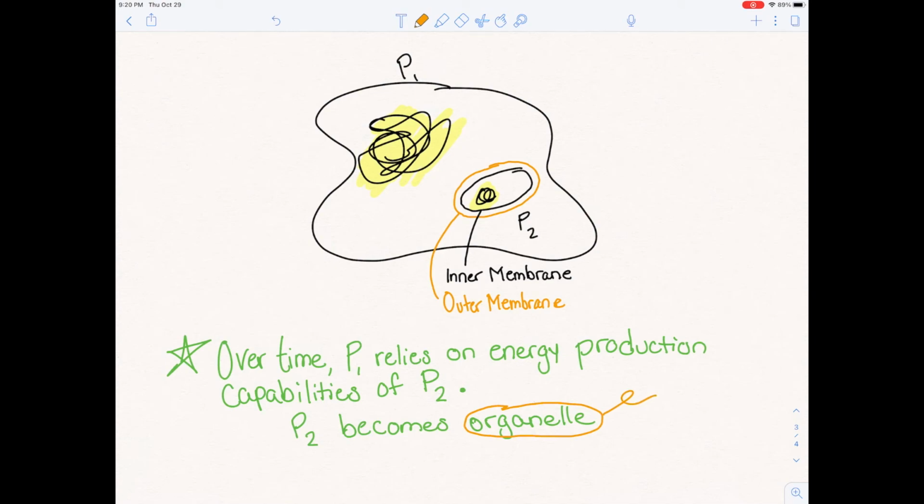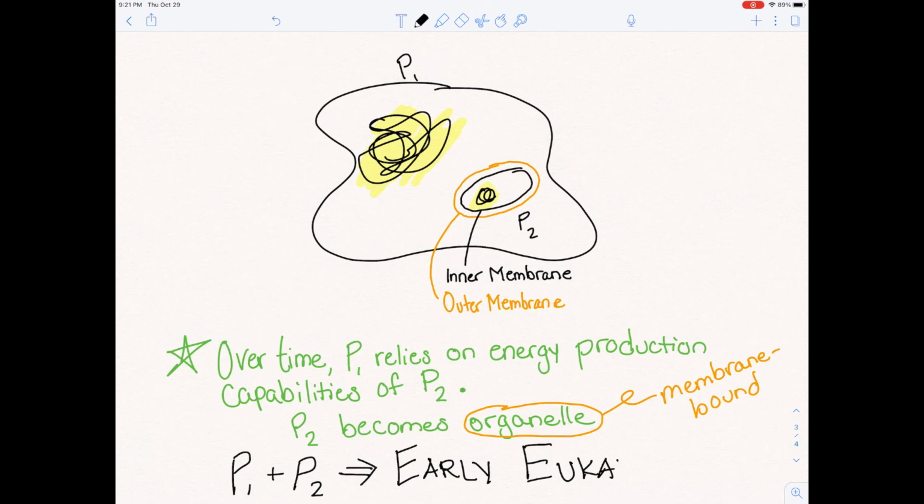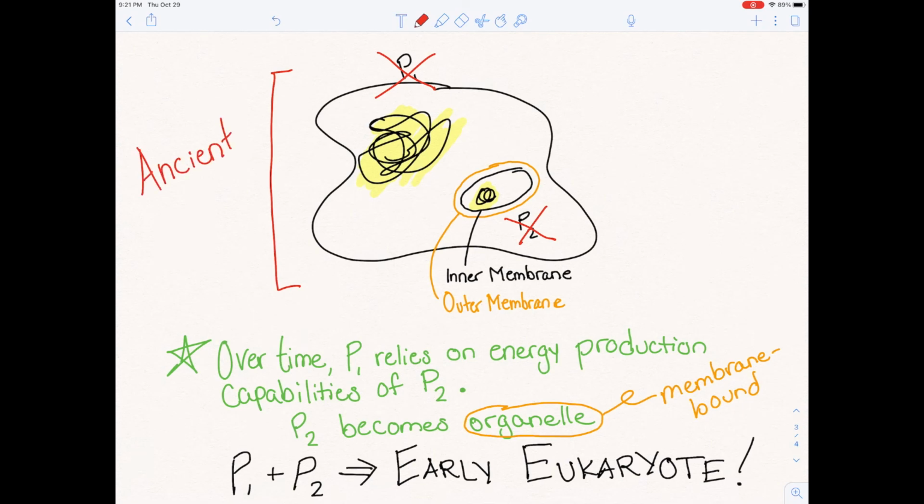And if you go back to our prokaryotic versus eukaryotic cell notes, you will remember that membrane bound organelles are a characteristic of eukaryotes. So this process, endosymbiosis, is how we got our early eukaryotic organisms. So I will cross out the labels for prokaryote 1 and prokaryote 2, and now instead we have one single ancient eukaryote. This is how cell complexity has evolved.